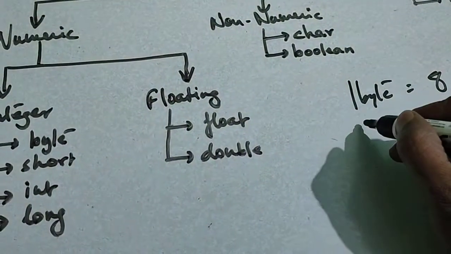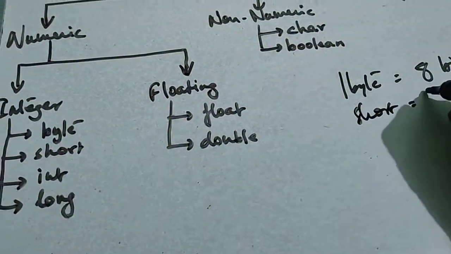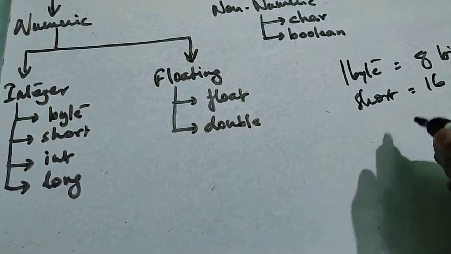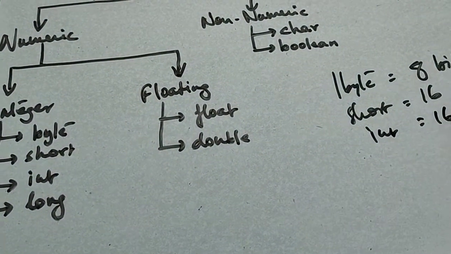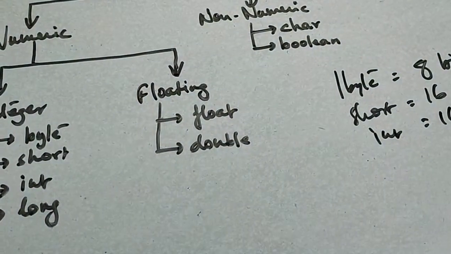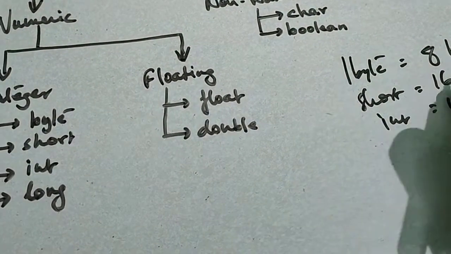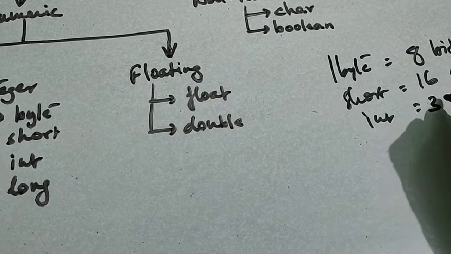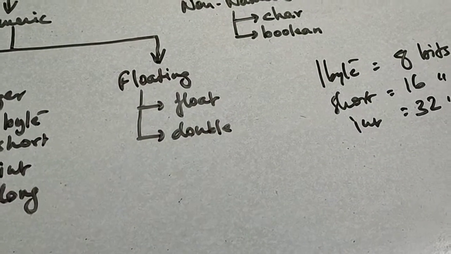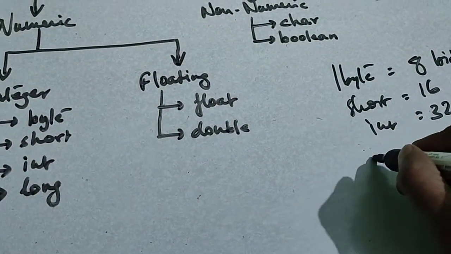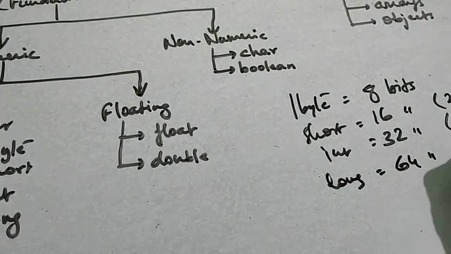And then short is equal to 16 bits. Int is also equal to 16 bits. That means 2 bytes. Sorry, this is not 16, this is 32 bits. So that means 4 bytes. And long is able to store 64 bits, that means 8 bytes.